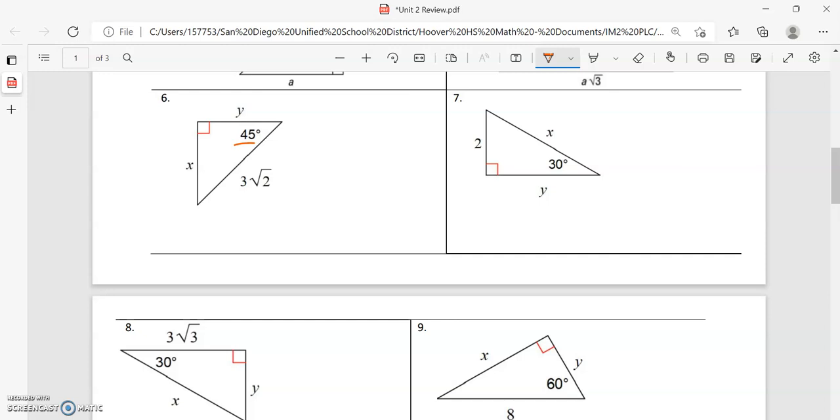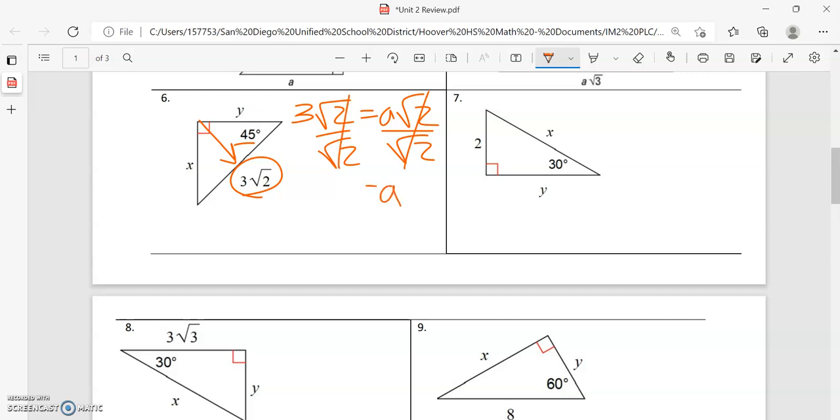So we have a 45, 45, 90 degree triangle. The side that we have is our hypotenuse. In our hypotenuse in the 45, 45, 90, that is a square root 2. So 3 square root 2 equals a square root 2. We divide by square root 2 on both sides. And a is equal to 3.